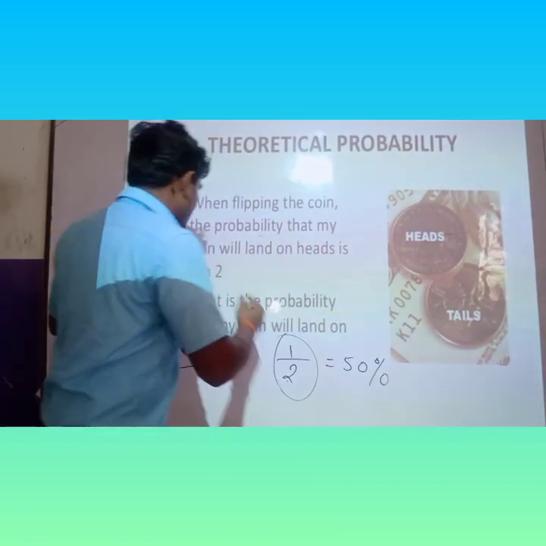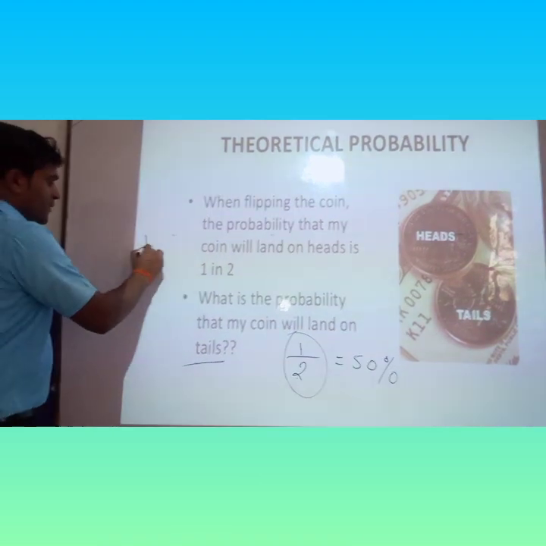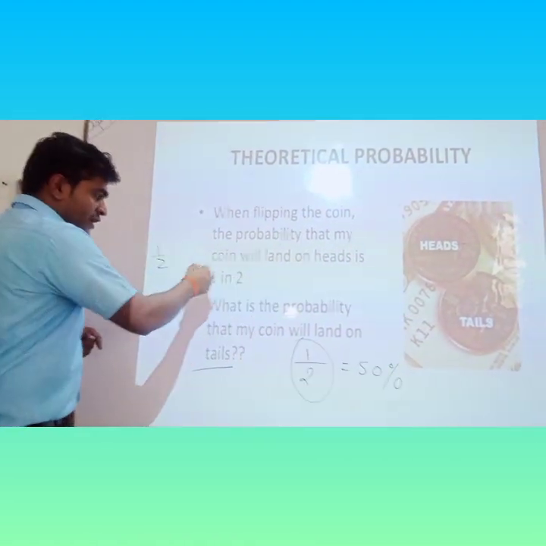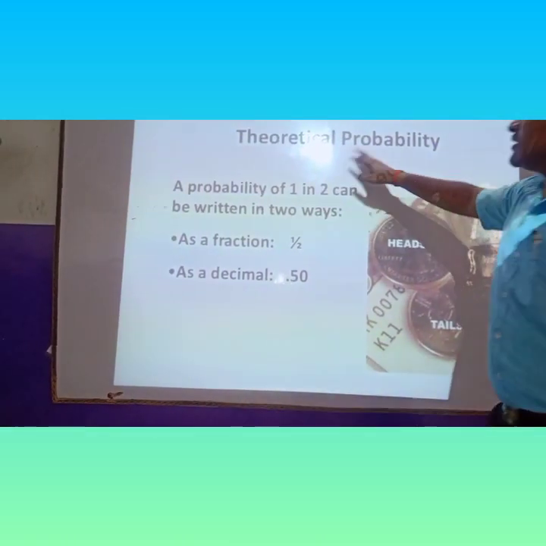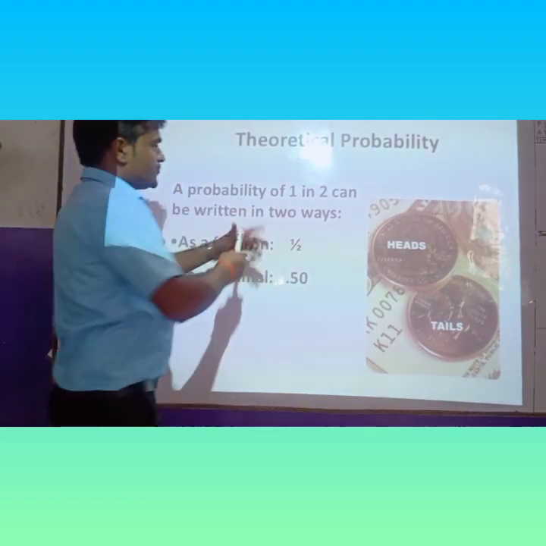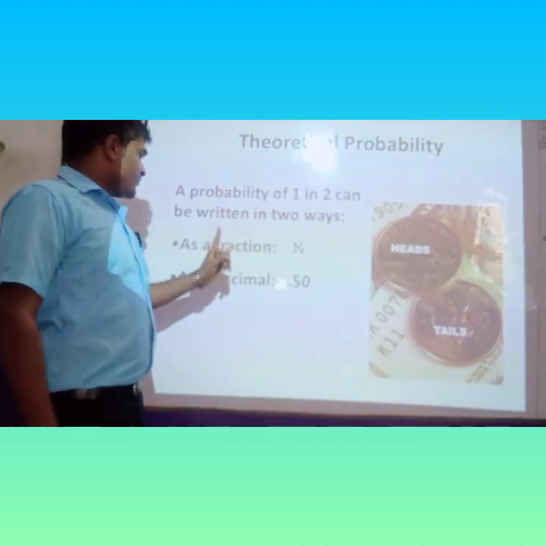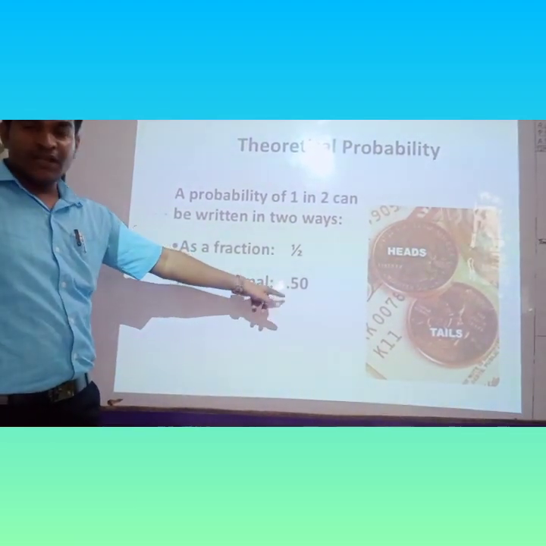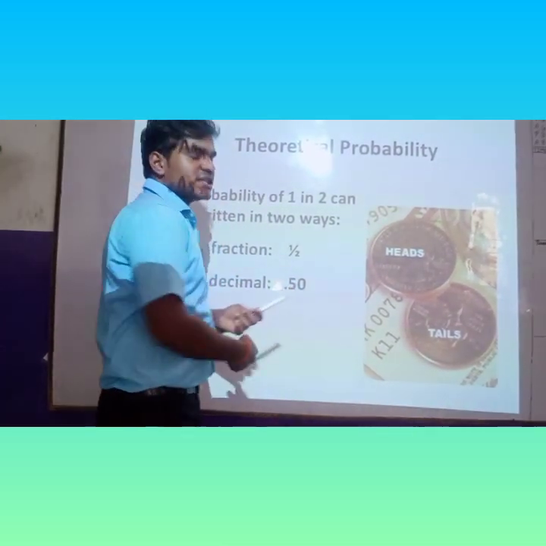Yes, and what is the probability that it lands on head? That is also 1 upon 2, because there is only one head in two outcomes. Yes, in theoretical probability, 1 upon 2 can be written in different ways: as a fraction, 1 upon 2; as a decimal, 0.5; and as a percentage, 50%. Yes, that is 50% also.